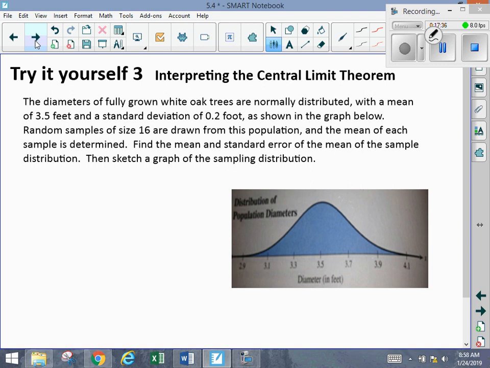The diameters of fully grown white oak trees are normally distributed with a mean of 3.5 and a standard deviation of 0.2 feet. I'm always going to write that stuff down when I see it. Random samples of size 16, which means that n is 16, are drawn from this population. The mean of each sample is determined. We're going to find the mean and standard error of the mean of the sampling distribution. Then we're going to sketch a graph of the sampling distribution.